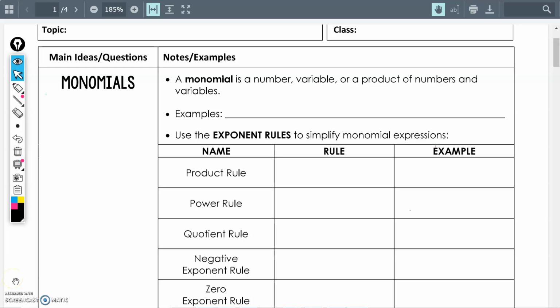Hey guys, today's video is on exponents and laws and a lot of that good stuff.